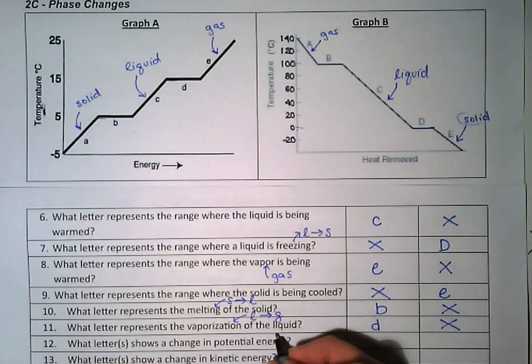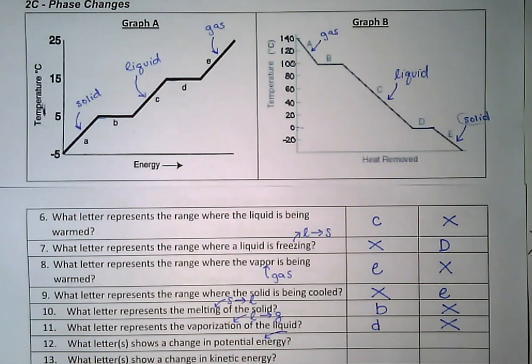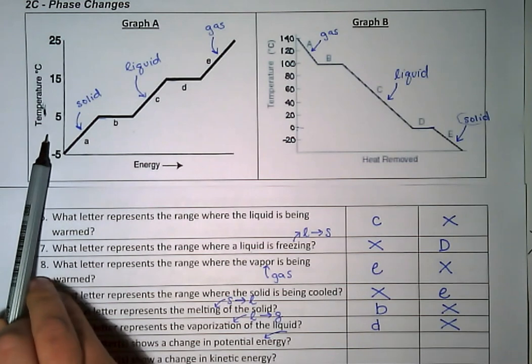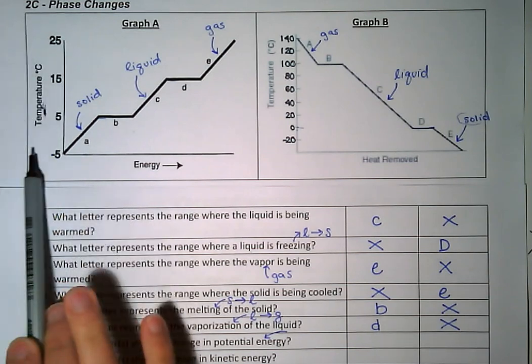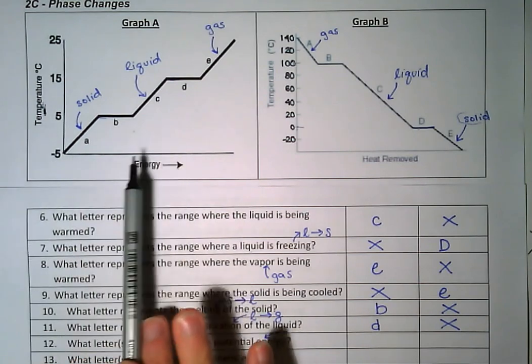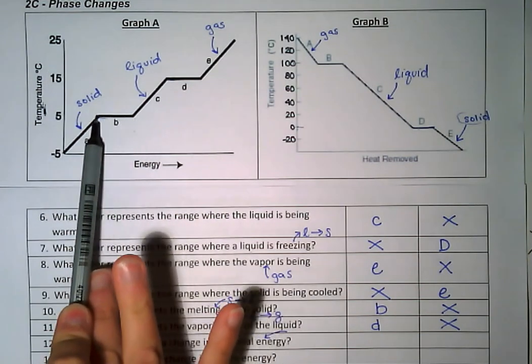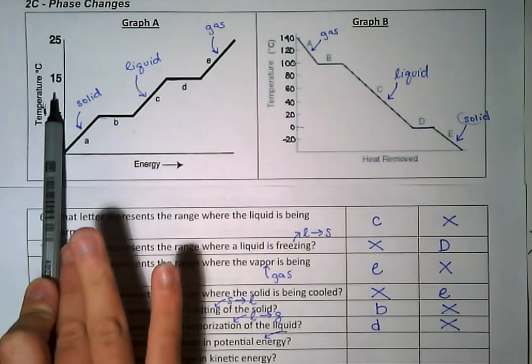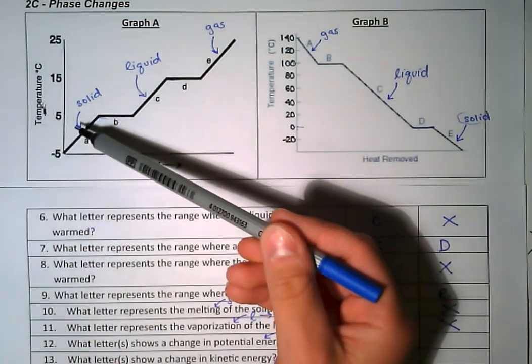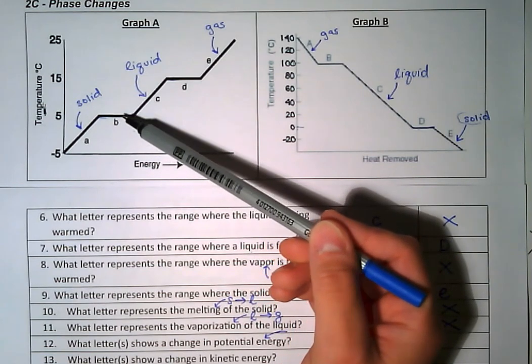Number 12 says, what letter shows a change in potential energy? Potential energy is changing at our plateaus. You can think P for plateau, P for phase change, and P for potential energy. The reason is that temperature is a measure of average kinetic energy. If our temperature is going up, the energy being inputted is going into increasing our kinetic energy. But when our temperature stops increasing, we're no longer increasing our kinetic energy, so the energy must be going into causing the phase change to happen. It's increasing the potential energy of our substance.